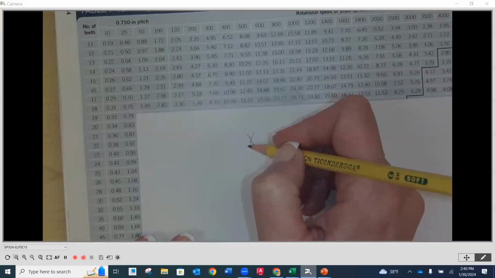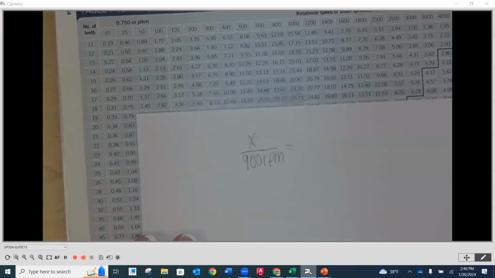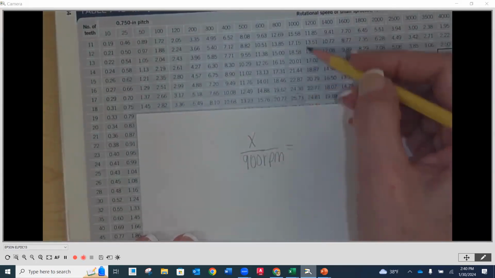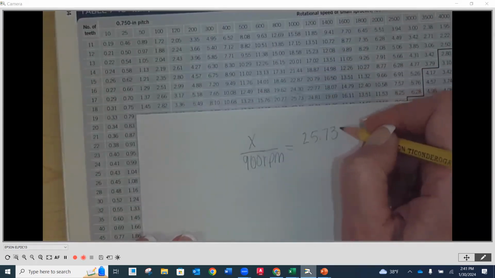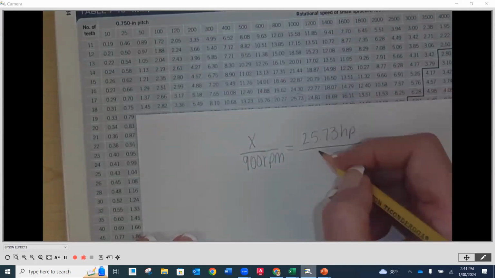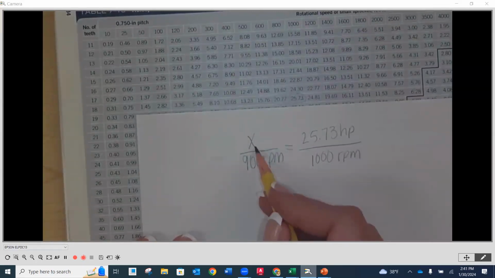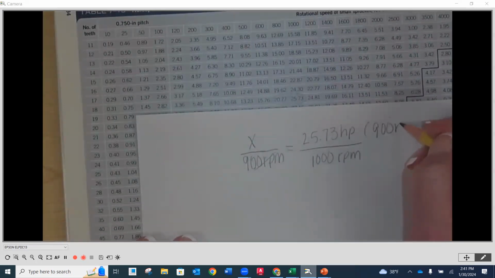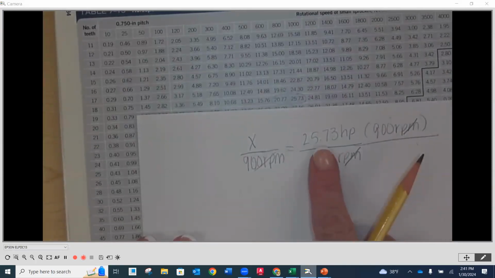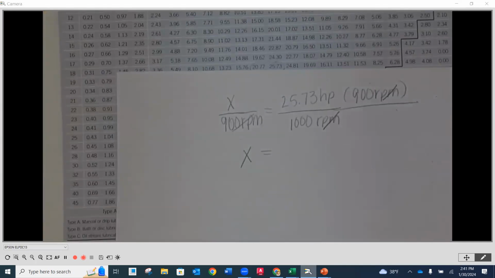So I'm just going to use the variable X and I'm going to put it over 900 RPMs. It's going to be equal to, and now I can use really either one of these. I'm going to use the 1,000 just because, and I'm going to put my 25.73 horsepower on top, divided by 1,000 RPMs. Now to solve for X here, I'm going to multiply both sides by the 900 RPM. And now these RPMs are going to cancel out. So I'm going to multiply 25.73 times 900 divided by 1,000. And what do I get for my value of the horsepower for 900 RPM?